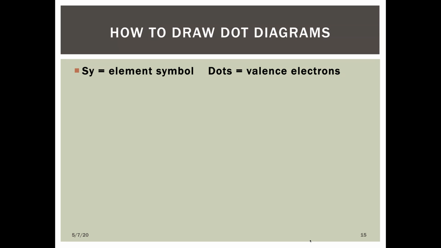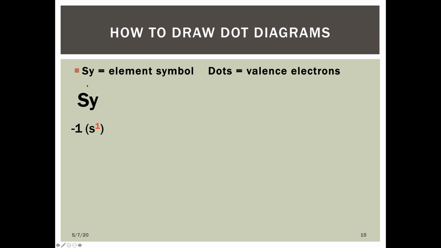So here's how you draw them. We're going to put the element symbol in the middle and then use dots to represent the valence electrons. Now, we used arrows with orbital notation. We'll use dots to represent electrons here. The first electron that goes in, well, this is going to require a little bit of explanation.